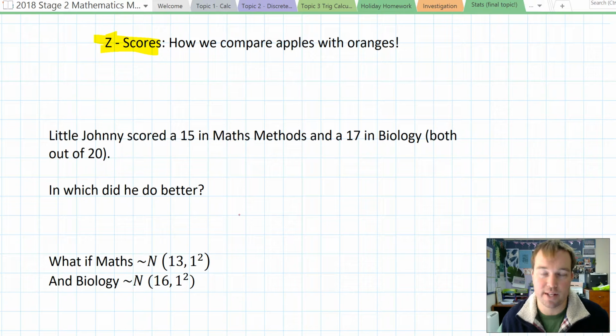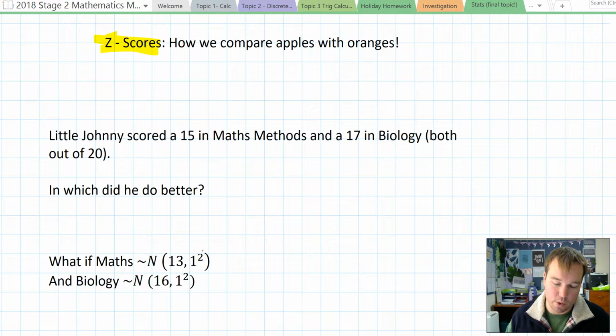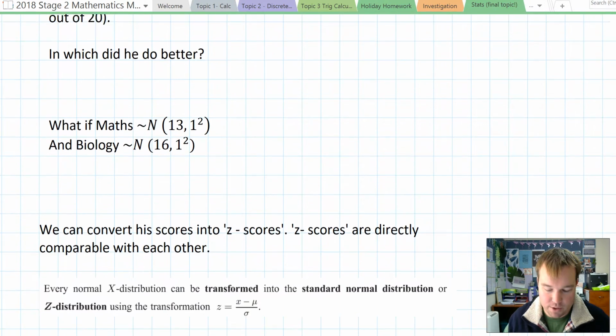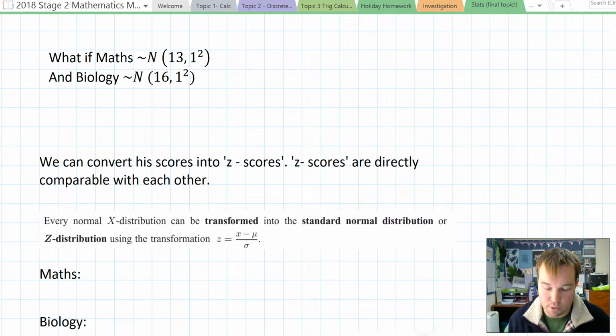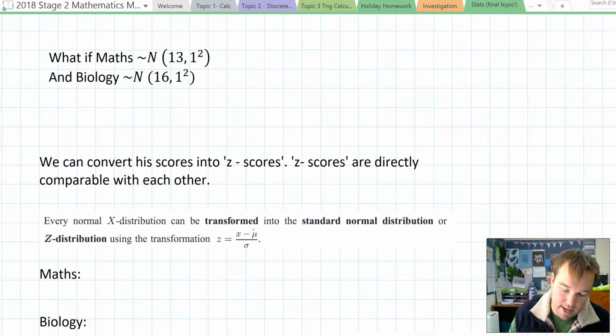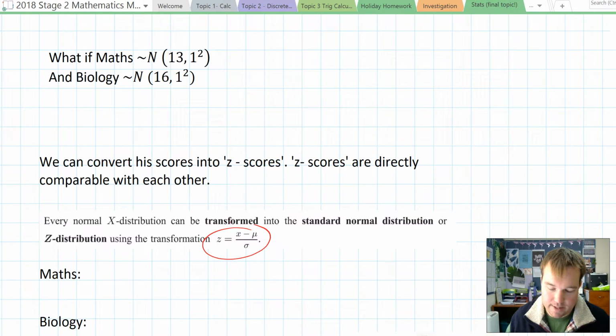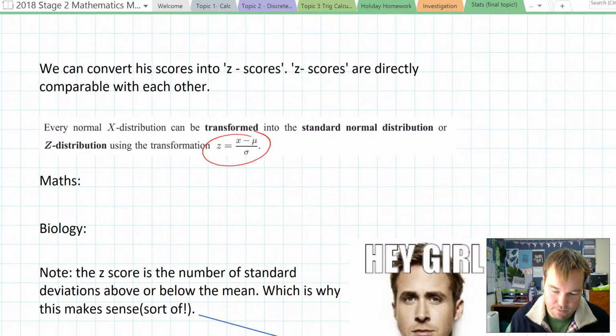And this is what Z-scores let us do. Clearly the numbers aren't always going to work out that well with a 1 there to let us see this that clearly. So what we do is we can convert his scores to Z-scores. Every X distribution can be transformed into a standard normal distribution using Z equals X take mu over standard deviation.